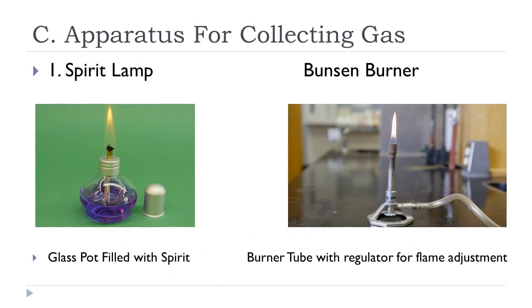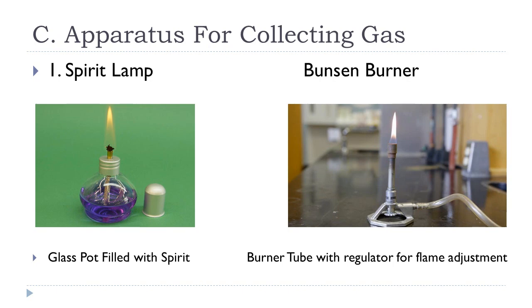And next apparatus, spirit lamp. It contains a glass pot filled with spirit, and it has one neck through which passes a cotton wick which soaks up the spirit. And what is the function of the spirit lamp? It is used for heating purposes.